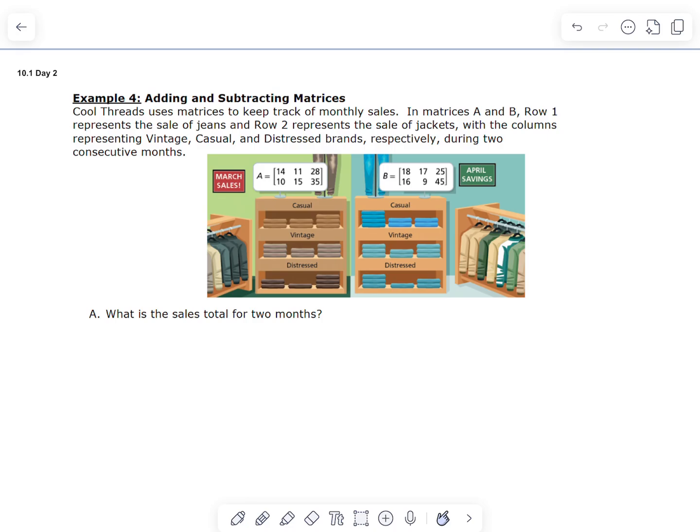This is a problem we've seen in a previous example where Cool Threads uses matrices to keep track of monthly sales. In matrices A and B, row 1 represents the sale of jeans and row 2 represents the sale of jackets, with columns representing the vintage, casual, and distressed brands during 2 consecutive months. So we're going to go ahead and set up the 2 matrices and add them together.